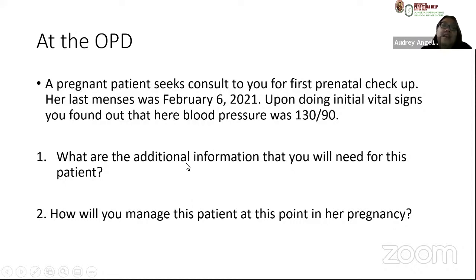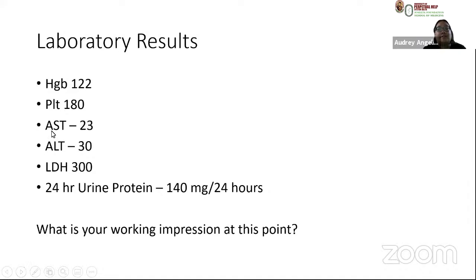All right. Okay, so you gave this patient methyl dopa, you asked for laboratories, and you asked the patient to come back after 1 month. However, the patient did not come back and came back after 3 months with these following laboratory results. Okay. So what's your working impression at this point?